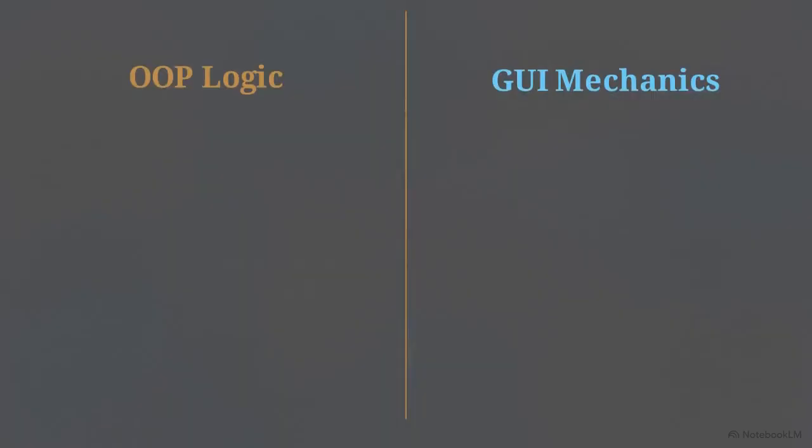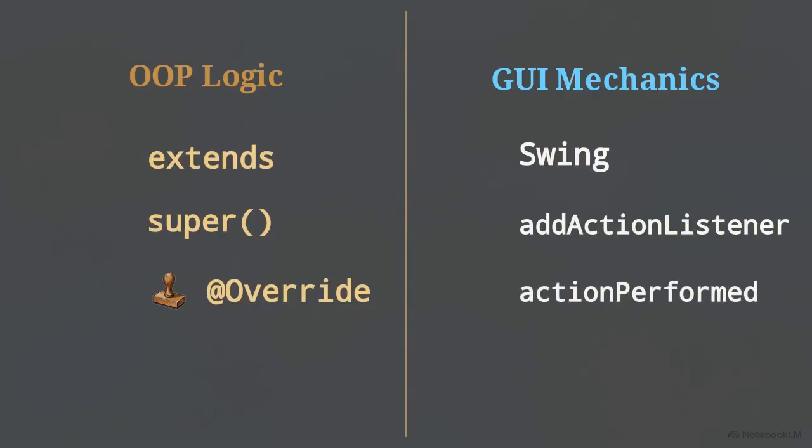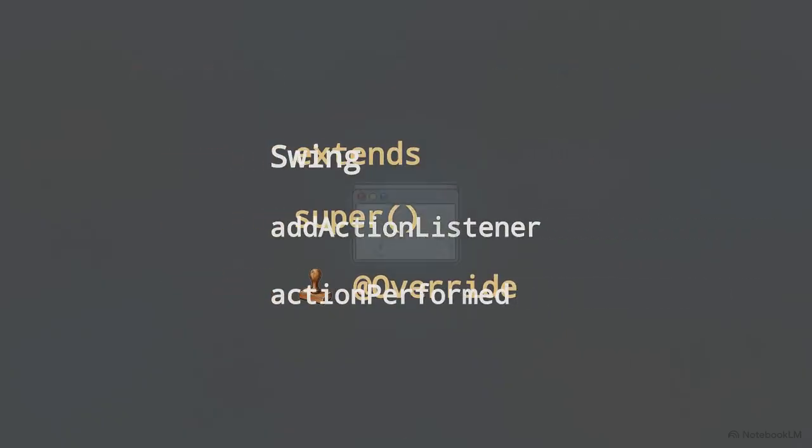To engineer complete software systems, you need both sides of this architecture. You apply strict object-oriented inheritance rules to manage the logic, and you wire dynamic event-driven components to handle the user interface. When you lock those two halves together, you have a fully functional application.